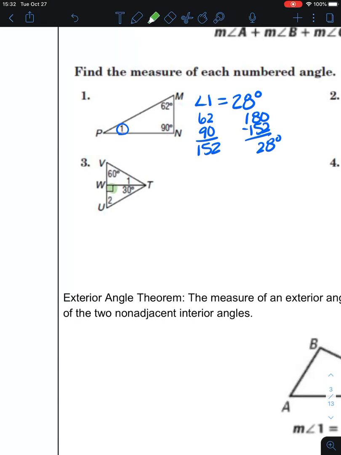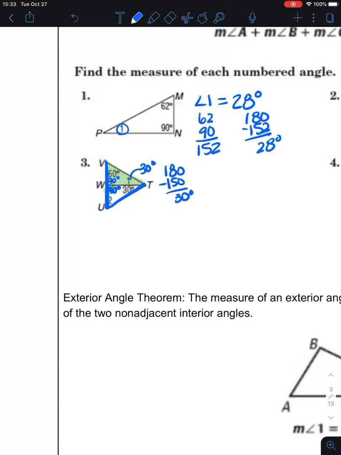So for number 3, it has this little right angle right here in the corner, and so you need to recall that that means that this is 90 degrees. If that's 90 degrees, so is this one. And so you can use that then to find angle 1. So if you find angle 1, I use this little triangle right here. I can find out that angle 1 is 180 minus the 60 and the 90, which is 150. So angle 1 has to be 30 degrees.